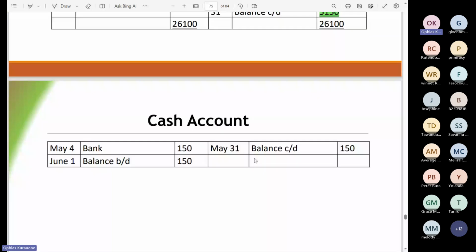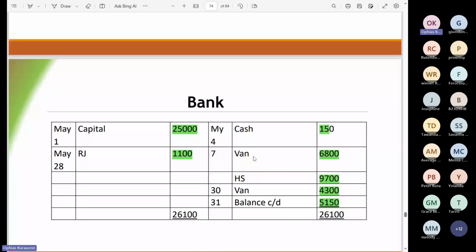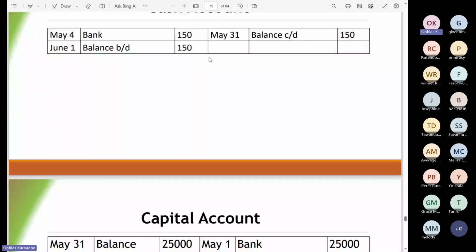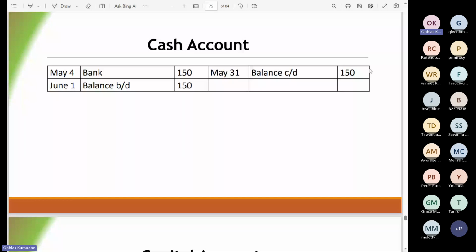Then you have got the cash account. The cash account only received 150 here from the bank. Then balance carried down 150. But there is no other transaction. There is nothing indicating that cash was used or transferred somewhere else during the course of the month. So you got only one transaction here, so the balance carried down is 150.